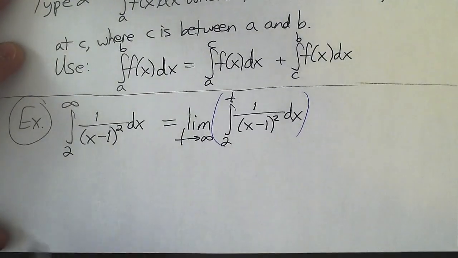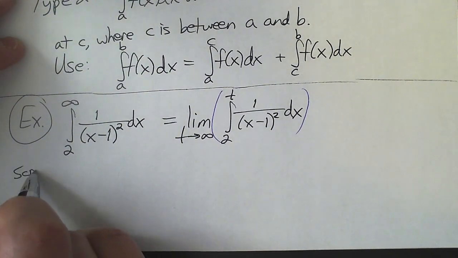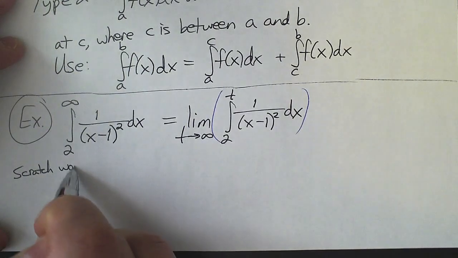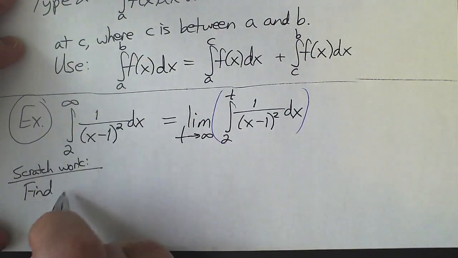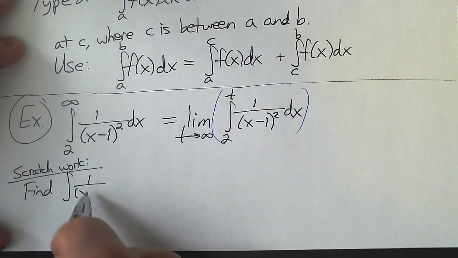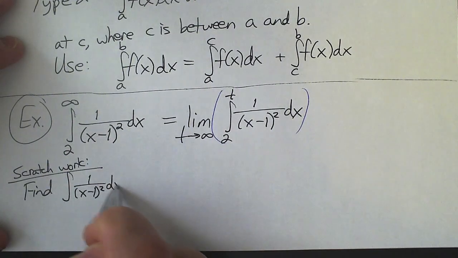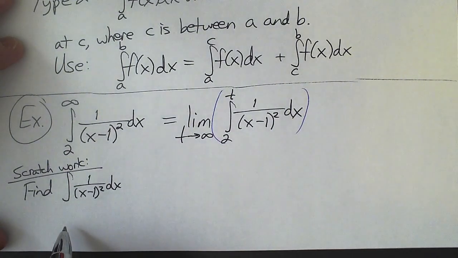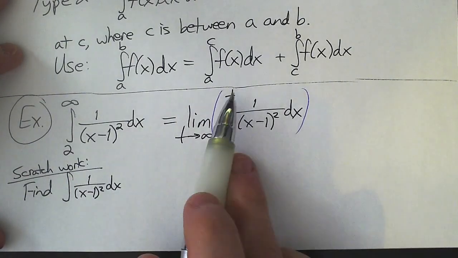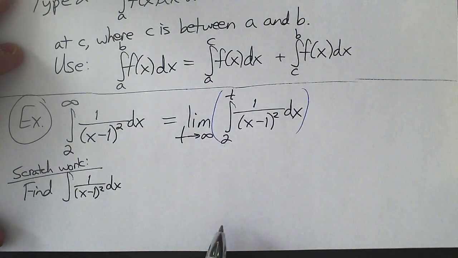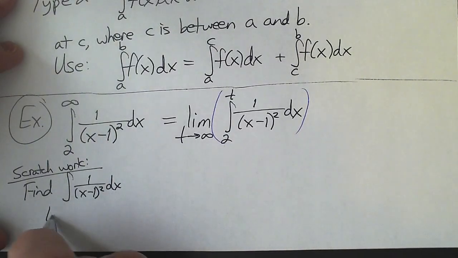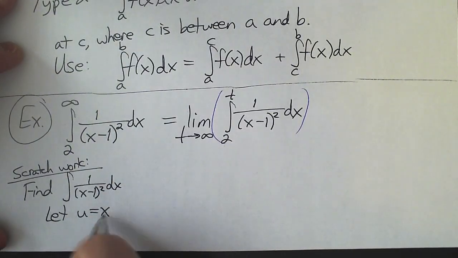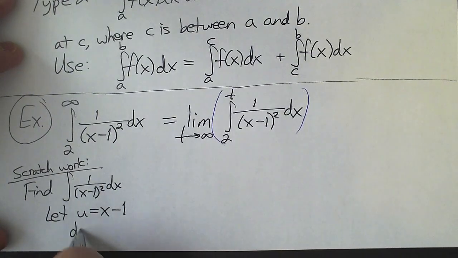I think I'll do some scratch work here. I think what I'll focus on is just finding this integral first. In my scratch work, I wrote it without the 2 and without the t, so we'll remember to put those back in at the end. But this is a little substitution rule problem. I would let u equal the thing that's in parentheses.